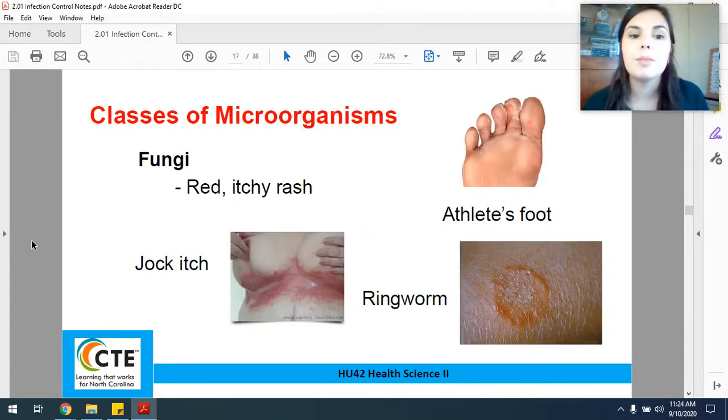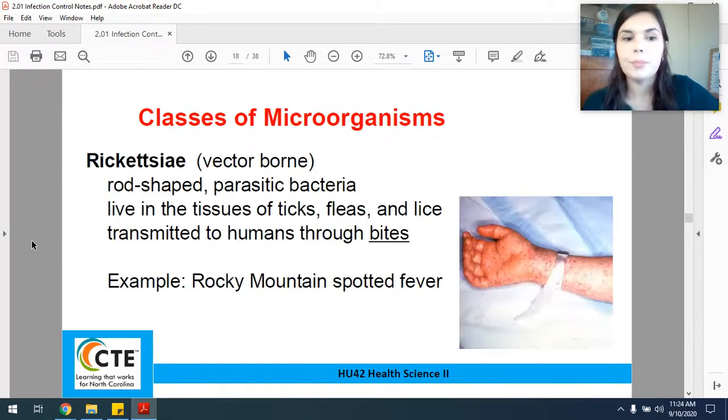Next, we have fungi. Fungi is the red, itchy rash that you get in certain parts of the body. Sometimes this will be on the foot or underneath the breast tissue or any areas that tend to rub together. And they also are things like ringworm. So athlete's foot, jock itch, or ringworm are all examples of fungi.